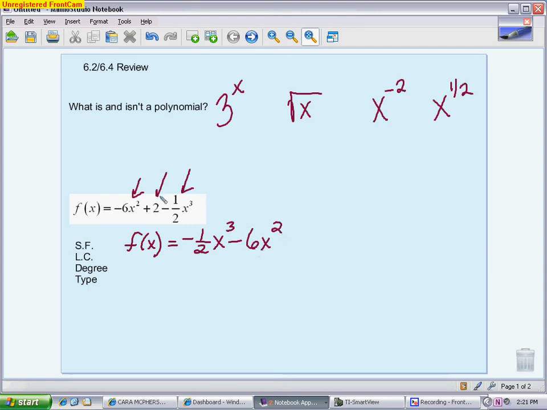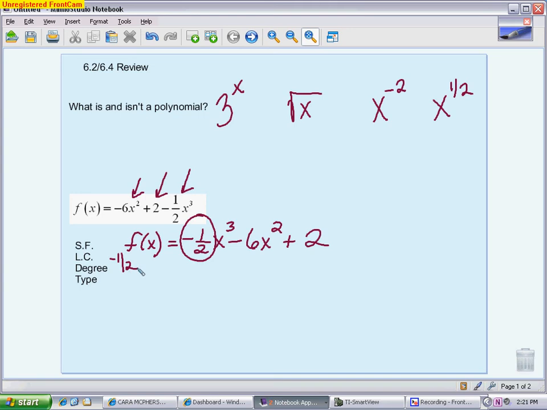And then your last term is going to be your constant term. You don't have to have every descending power, like this one doesn't have an x term. So if you don't have that, you just skip on to the next one. And remember that the sign that is in front of it is attached to it. It goes with it. The next thing you're asked for is leading coefficient, which a lot of times you'll see as LC. Leading coefficient means the very first coefficient once it's in standard form. So in this case, it is negative 1/2.